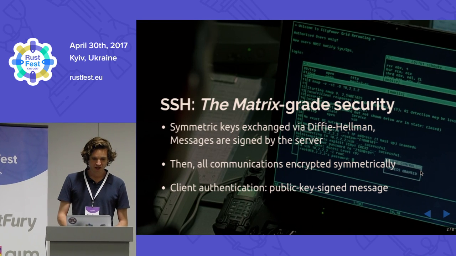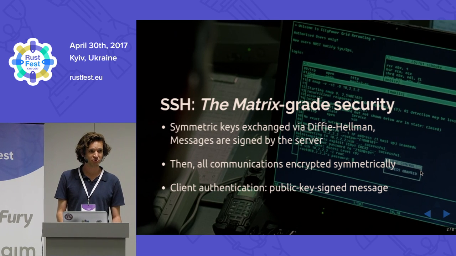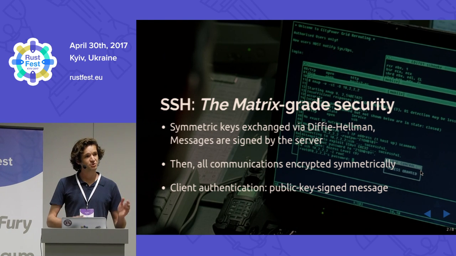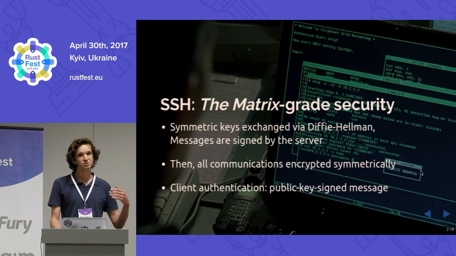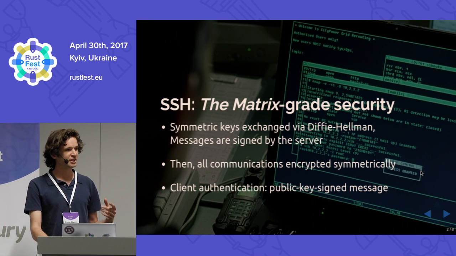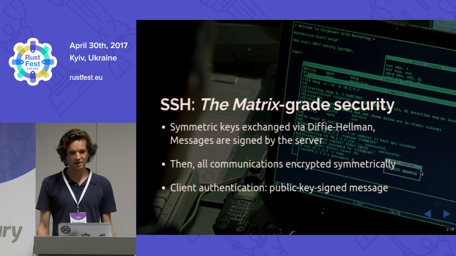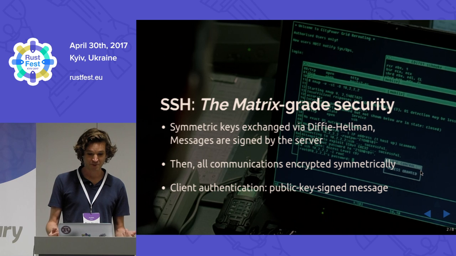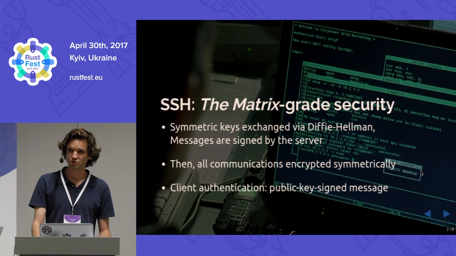The way it works is it starts by exchanging symmetric keys using a Diffie-Hellman cryptographic protocol. This is really solid, state-of-the-art cryptography. Messages during this key exchange are signed by the server to make sure there can be no man-in-the-middle attack. And then, once the symmetric keys are exchanged, all the communications are encrypted symmetrically, which means it's both efficient and super secure. After this encrypted phase starts, a number of things can happen, such as clients can authenticate themselves to the server by signing a message using their public key.